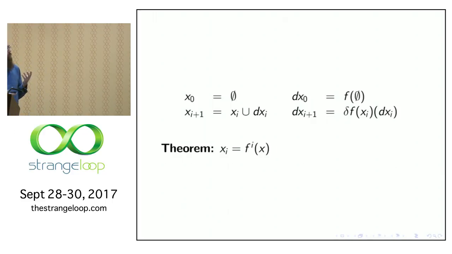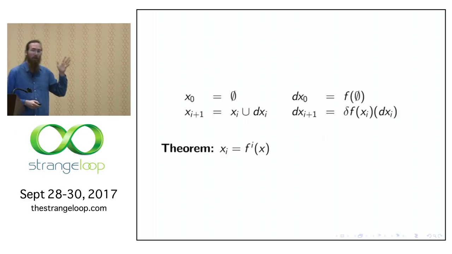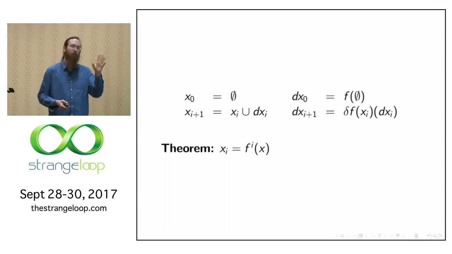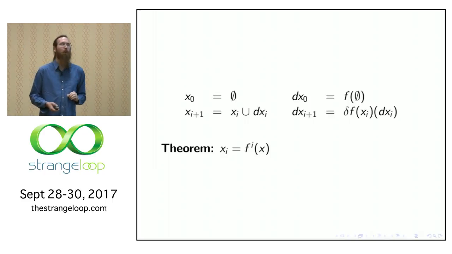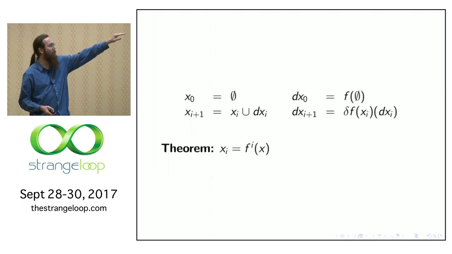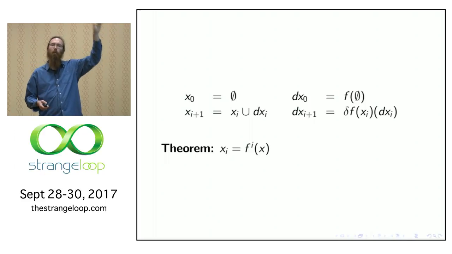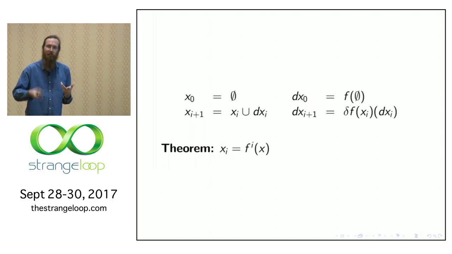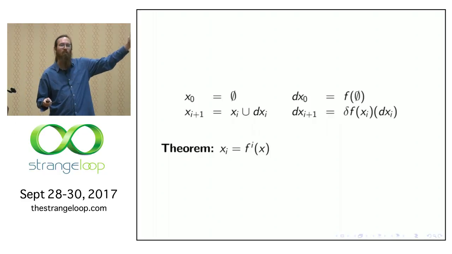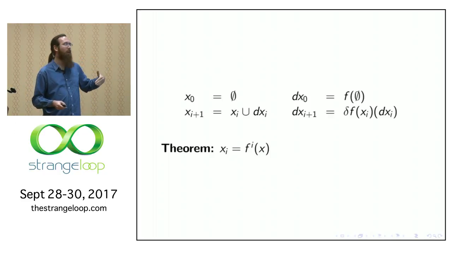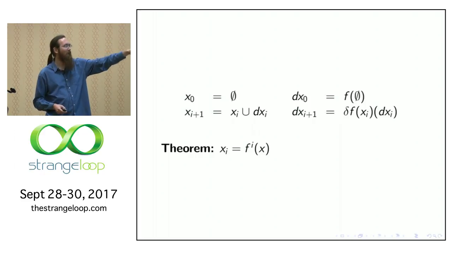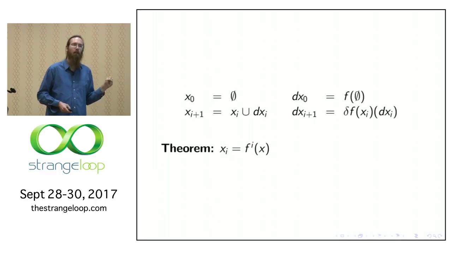So, these are the equations that we use to find the fixed point of a function faster using the derivative of that function. The idea is that we're going to have a sequence, x0, x1, x2, x3, that is going to be the same as the sequence of iterations of the function that we had earlier: empty set, f of empty set, f of f of empty set, and so forth. But we're also going to have a sequence of derivatives that is going to help us find it faster. So the initial value of x is the empty set. That's where we start. The initial change is f of empty set, because that's the next value.